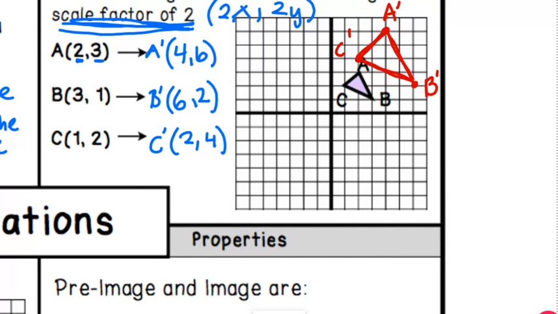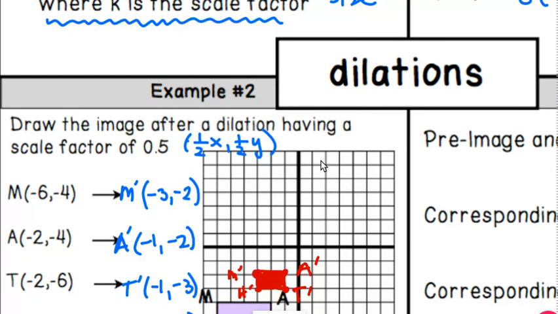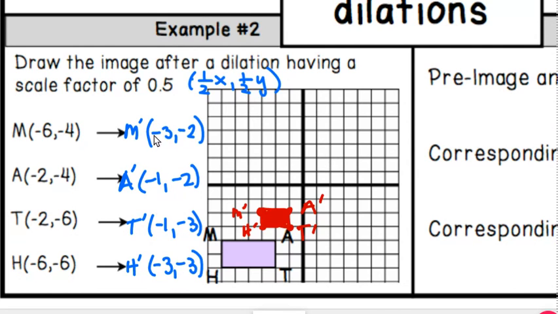If the scale factor is going to make all my coordinates get bigger, so my coordinates for A went from 2 to 4, 3 to 6. So if my numbers get bigger, my shape will get bigger. Okay, in example 2, all my numbers got smaller, the digits, that is. The digits got smaller and the shape got smaller.